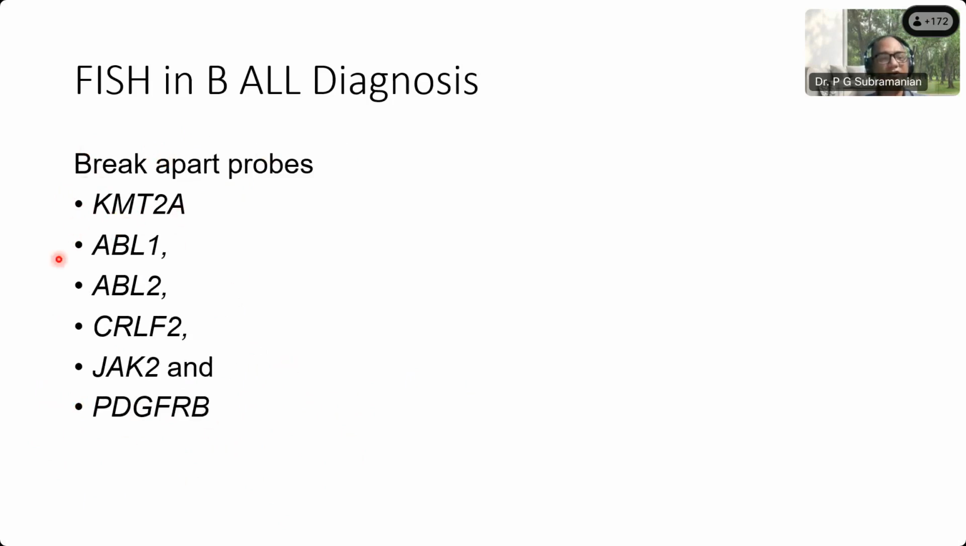These are used for the newer BCR-ABL-like ALL. In BCR-ABL-like ALL, it can have ABL1 translocation, which is the same ABL as in BCR-ABL1, and ABL2 translocation, which is a related ABL. CRLF2 translocations constitute around 50% of the Ph-like ALL. This can also be done using a flow marker, where you look at CRLF2. The other JAK2 and PDGFRB translocations are also part of Ph-like ALL.